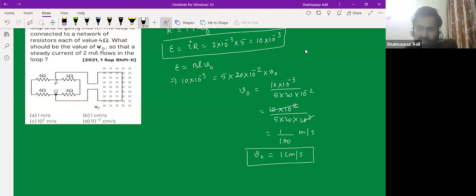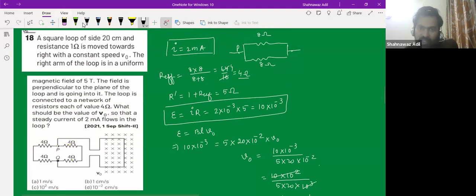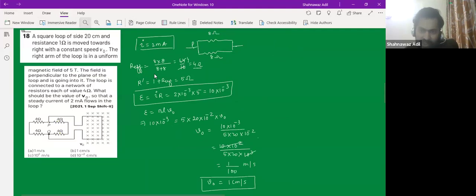Right. Is it clear, guys? So we have to also incorporate the internal resistance of the loop. The total resistance, yes, we have to take care of this 1 ohm resistance as well. So is it clear, guys? If it is clear, then quickly note this down, and then we'll do the next question.